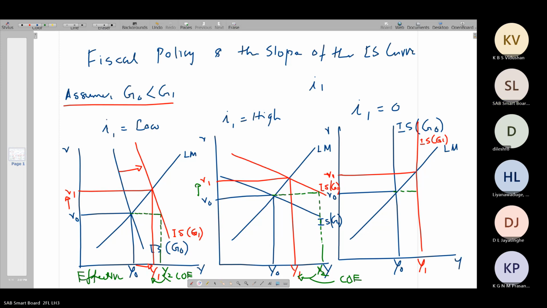Okay. Now we are going to talk about fiscal policy and the slope of the LM curve, right? Earlier we looked at the slope of the IS curve under fiscal policy and the monetary policy. Now we are going to look at the slope of the LM curve under the fiscal and the monetary policy, right?